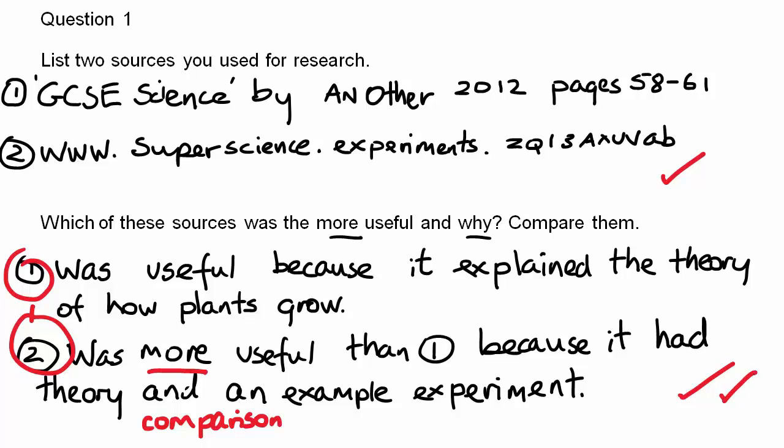So to summarise, 1 mark for 2 full references, and then 2 marks for mentioning both of the sources, saying something about them, and then saying which one was more useful. In total, this gives you 3 easy marks to start.